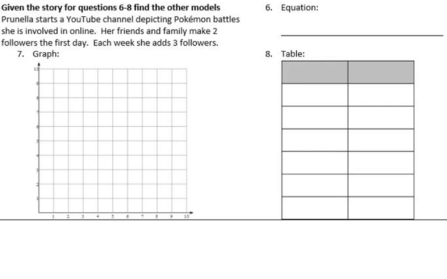Alright, last problem. We're going to take a story problem and make an equation, a table, and a graph from it. Now, I always like to start with my table. So let's start there. So Prunella starts a YouTube channel depicting Pokemon battles she's involved in online. Her friends and family make 2 followers the first day. Each week she adds 3 followers. So we're talking about 2 groups. Followers for her YouTube channel and time, right? Time in weeks. And her followers. Okay, subscribers I suppose would be the proper term.